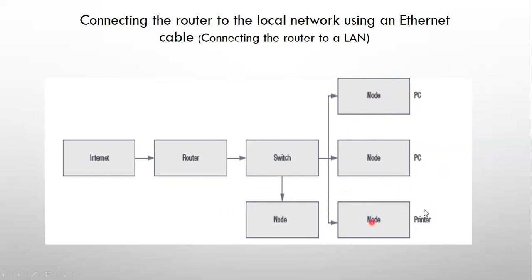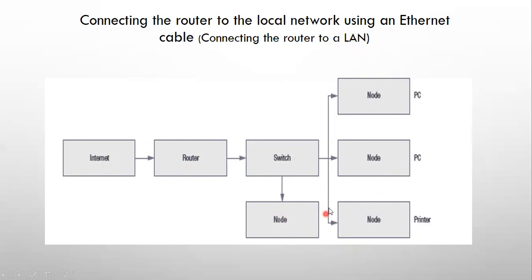So if this is your local area network, for example, the computer room with all the computers, we use a switch. A switch allows you to connect the different devices or different nodes, the PCs and your printer. So we connect using a switch. To connect to the internet, we need a router, and the router will take you to the internet. So your internet connection comes through the router to the switch, and from the switch, it is a shared internet connection to all computers on your local area network.